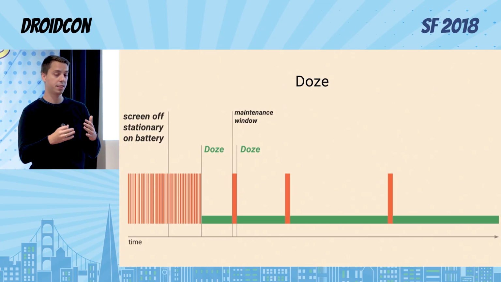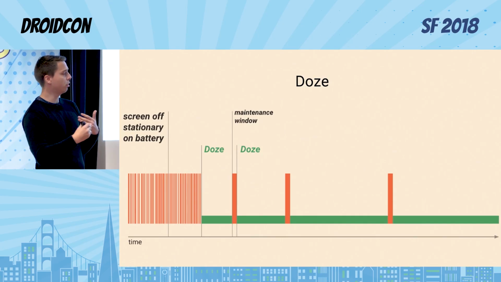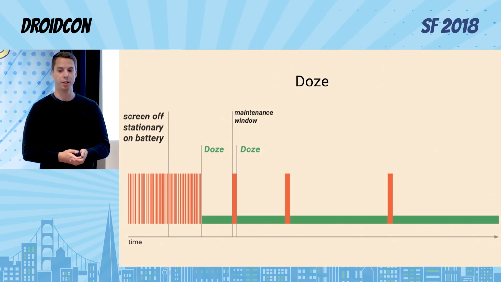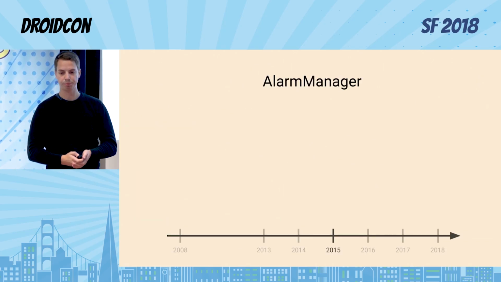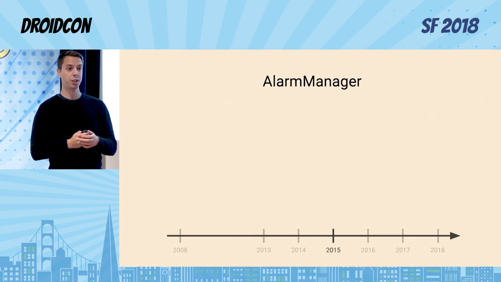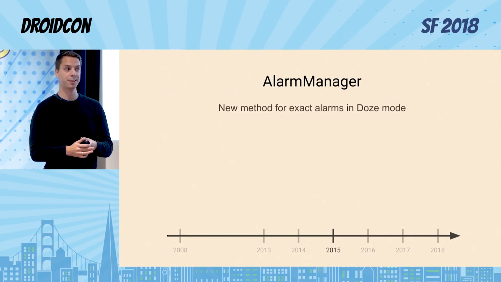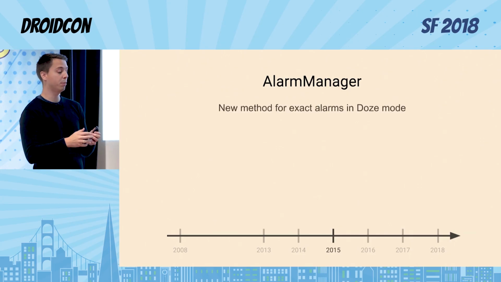There, the Android OS is looking for tasks it needs to run, and it checks all the apps and runs them if the requirements are met. And once the tasks are done, it goes back into the Doze mode and saves battery until the user picks up the device and does something with it. In the same year with Marshmallow, the AlarmManager was changed again. The exact alarms weren't exact anymore because they didn't run when the device was in Doze mode.